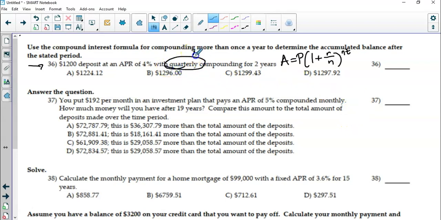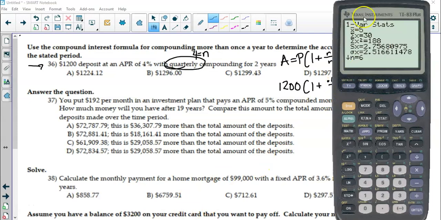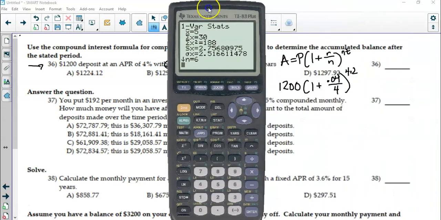Quarterly means 4 times a year, so N is 4. I'm going to bring this, let me write it down here first. My principal is 1200. The 1 is a part of the formula. R is 0.04 because that's my percent for the APR as a decimal, divided by N. And then up here I have N times T. Bring up my calculator and slide it to the other side.